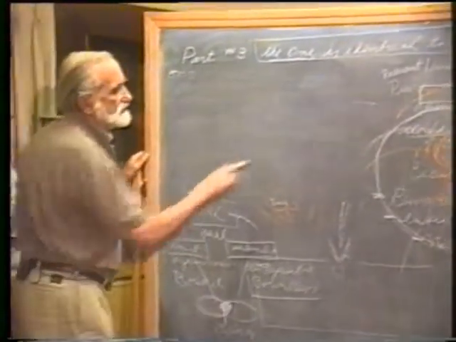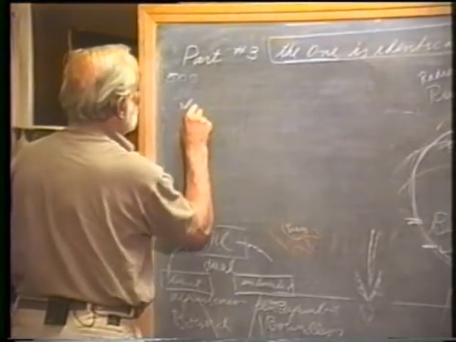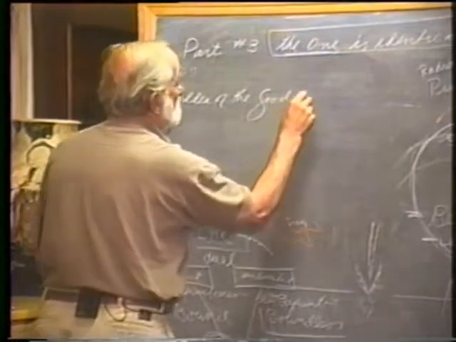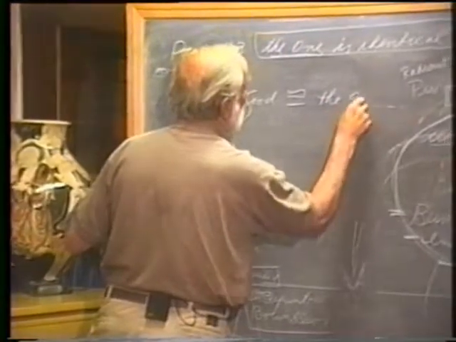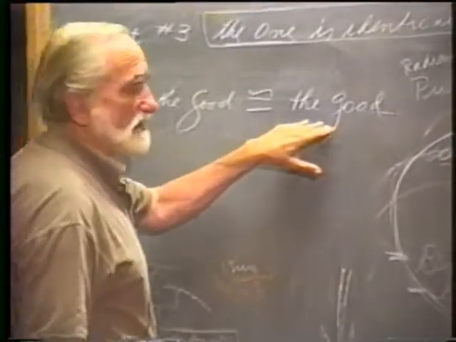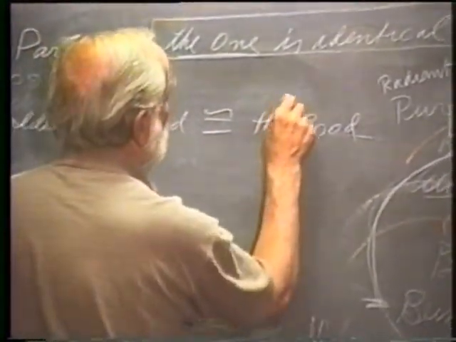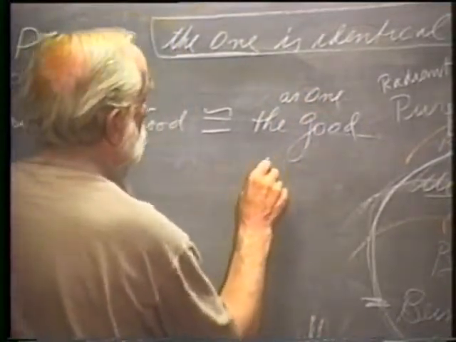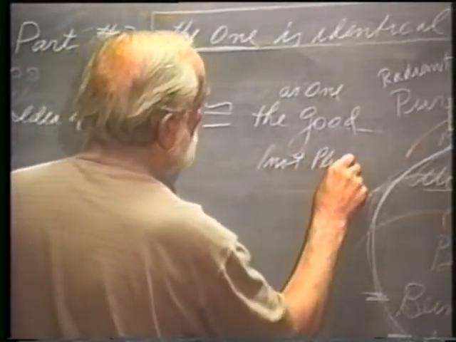Suppose now we look at this and say, oh, the idea of the good is identical with the good itself. Well, remember we said that the idea of the good is the same as the idea of the One, so just to unpack what this means as One, clearly in the purest sense it must not be a plurality or a manyness.